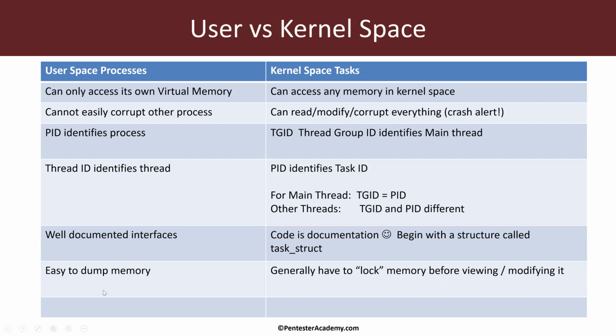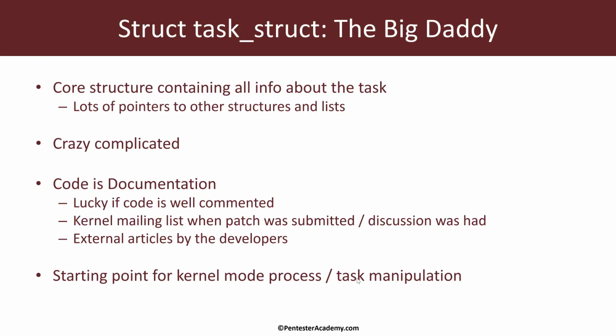Apart from that, in user space, it's actually very easy to work with memory, very easy to dump and view memory, view data structures and whatnot. In kernel space, we have to at times make sure that we are acquiring locks before we view or modify memory locations. And we look at this when we actually come to examples. Okay, so we've talked about the overall mechanism.